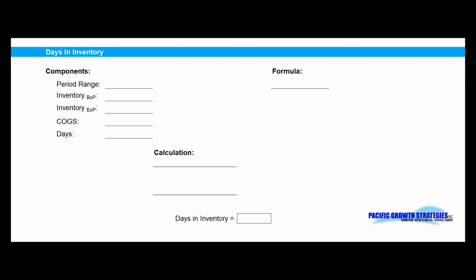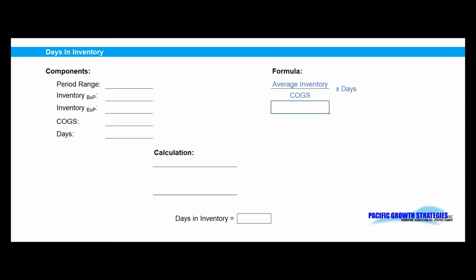All right, let's take a look at days in inventory on the chalkboard here. So, starting with the formula, we're going to take the average inventory for the period, and we're going to divide that by the cost of goods sold, and then multiply by the total number of days in the period. So we'll take the average inventory divided by the cost of goods sold, multiply by the days in the period, and that's how we get days in inventory.